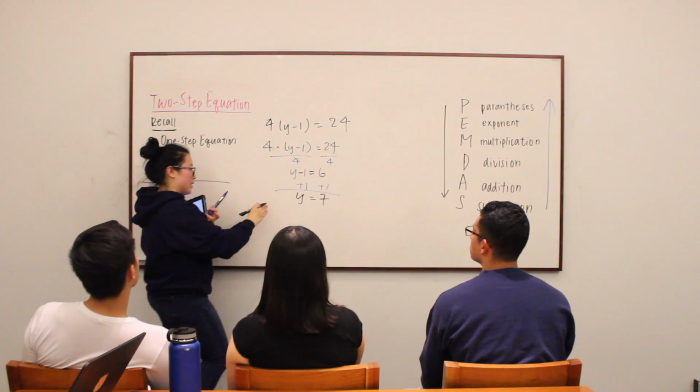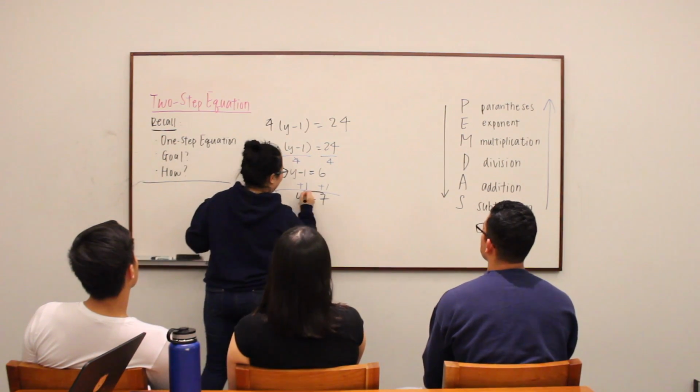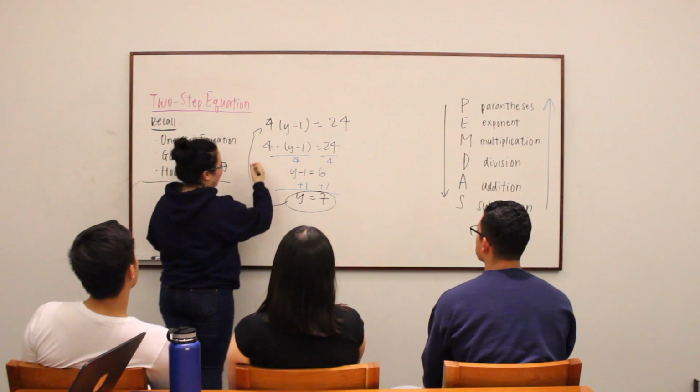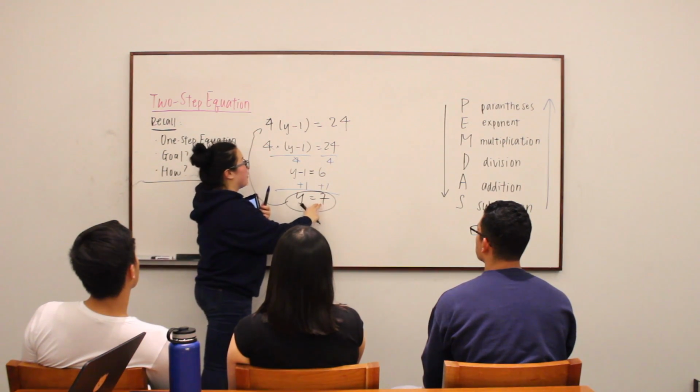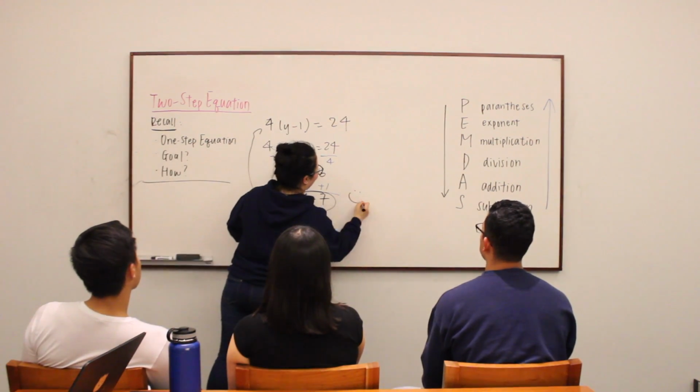So is this it? Are we done? Yep. We want to check our answer. Yeah, we always want to check our answer. So let's put this back right here. So what is 7 minus 1? 6. Okay, what is 6 times 4? 24. Yay! This is a good one.